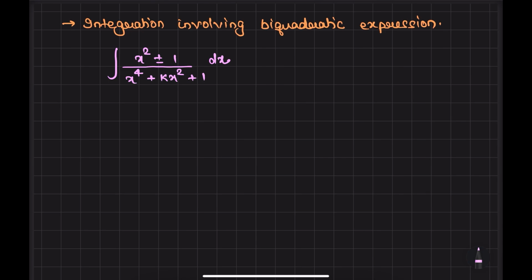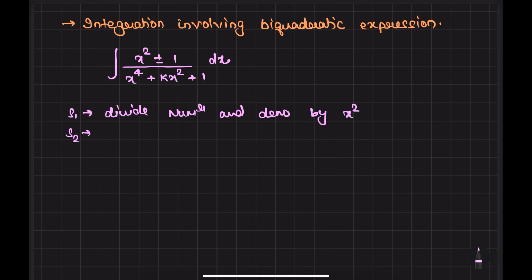So in this situation, what you have to do as step 1, you have to divide numerator and denominator by x square. Okay, this is your first step. And then you have to think about step 2. What is this step 2?